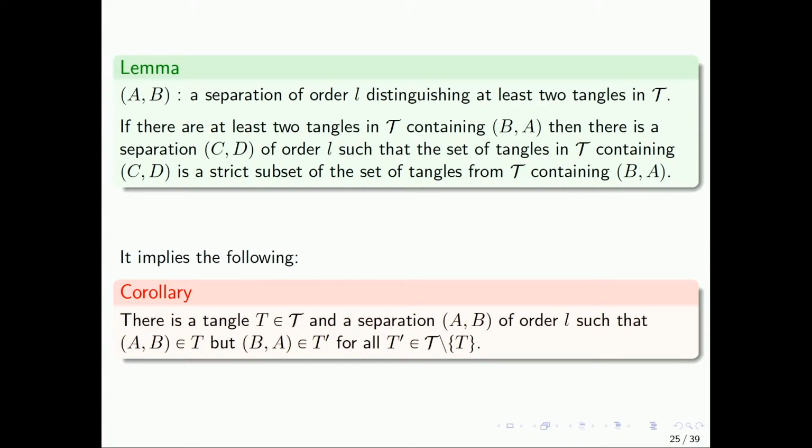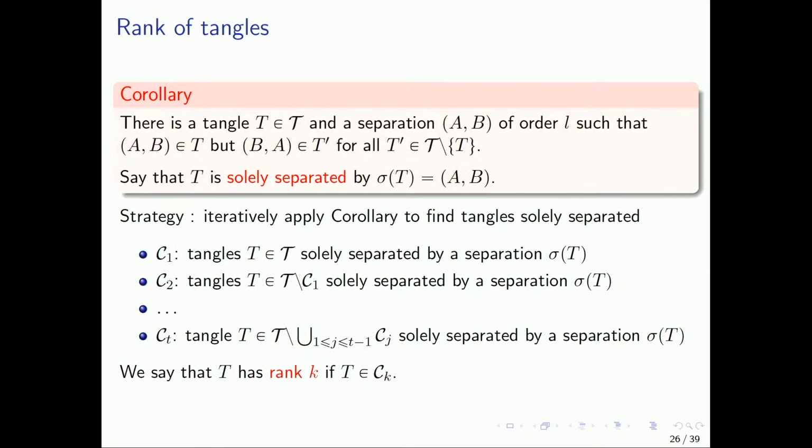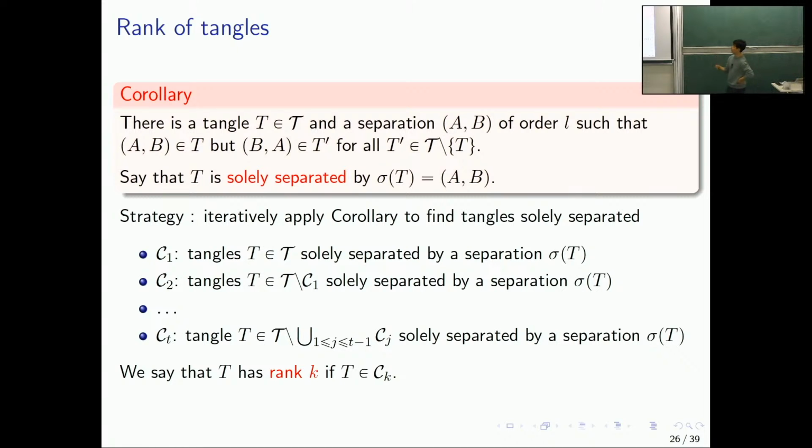The above is just the statement, and it implies that there should be some tangle T which is solely separated by some separation. Because if you have a separation separating two tangles, then we can find another separation separating more and more. And then at the end, you can find some separation separating exactly one tangle from the others. So then we iteratively apply this corollary. When you apply it, we say that T is solely separated by sigma T. So sigma T is the separation obtained by this corollary, and this excludes T from all the rest.